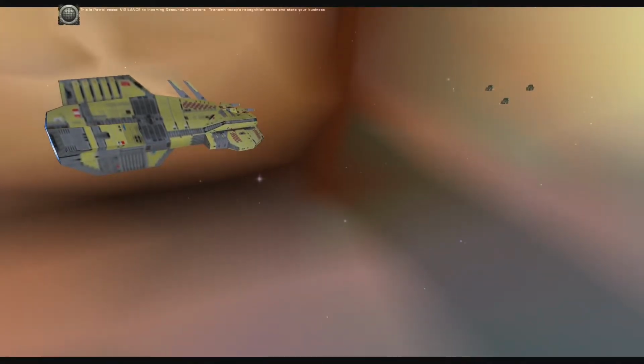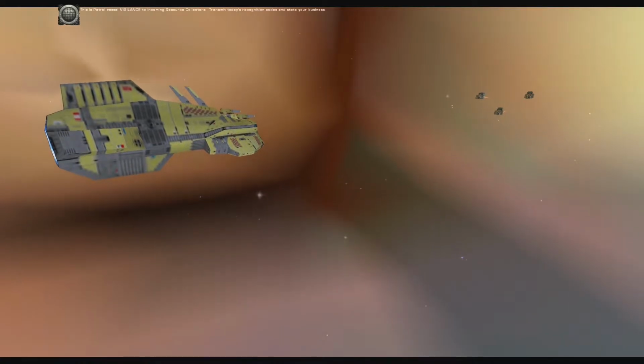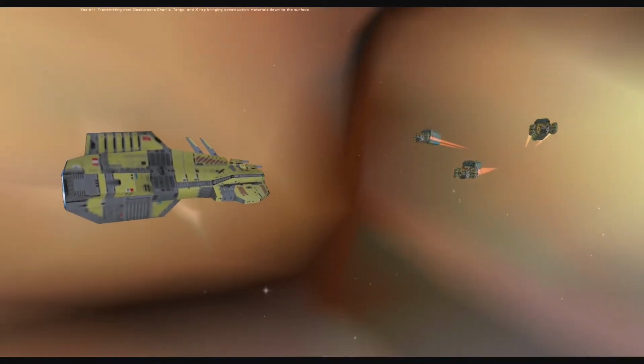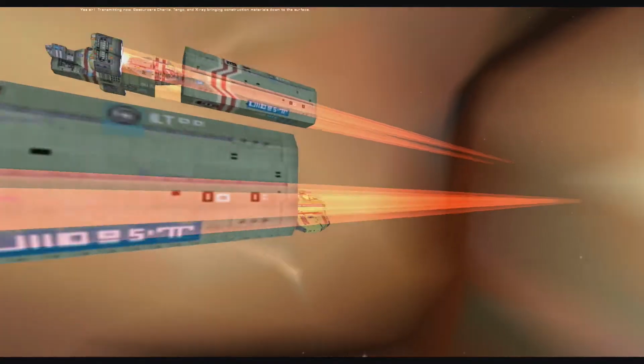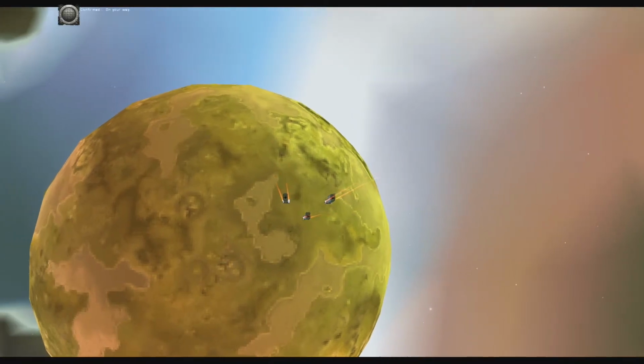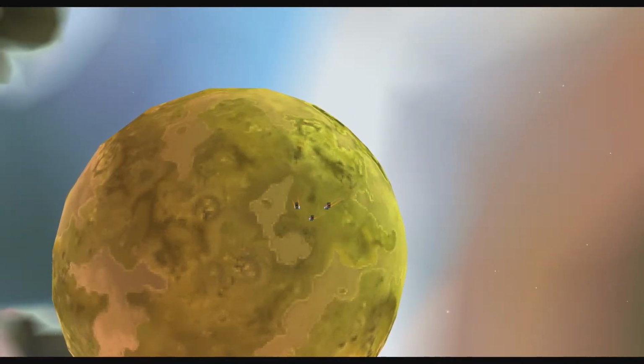This is patrol vessel Vigilance to incoming resource collectors. Transmit today's recognition codes and state your business. Yes, sir. Transmit now. Resources Charlie, Django, and X-ray bring construction material down to the surface. Confirmed. On your way.